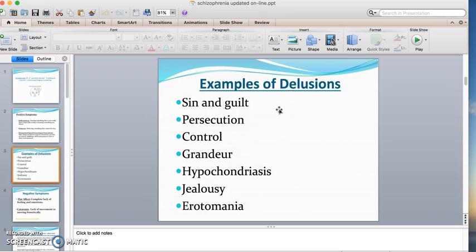Delusions of control. I've had patients, I'm just skipping down a little bit. Delusions of control. I've had patients that have sat there and told me that they can control my thoughts and they can control what I'm thinking, and they can sort of dictate what I'm going to say next. This is a delusion of control.